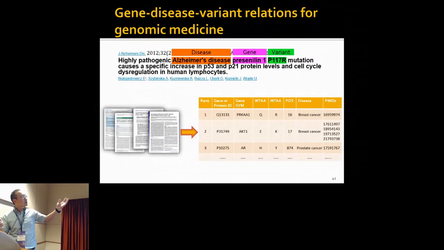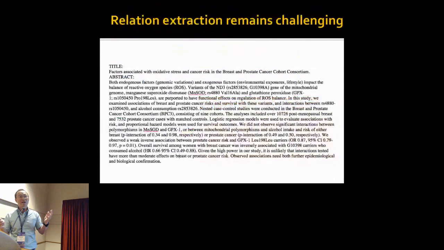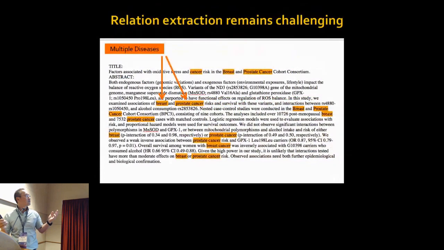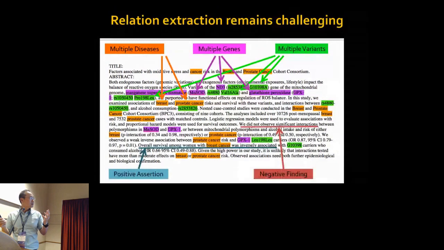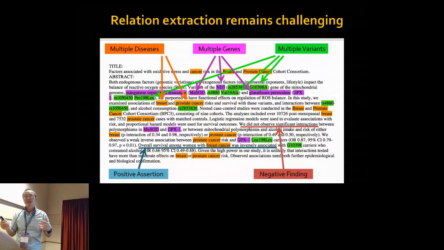In this particular case, you can very clearly see that the gene, disease, and the variant are all mentioned next to each other in the title. But this is a toy example. Because in reality, you'll have multiple diseases, multiple genes, and multiple variants in the same article, and across different sentences. And then on top of that, you'll see negations also mentioned in the article, adding to the complexity of your relation extraction task.